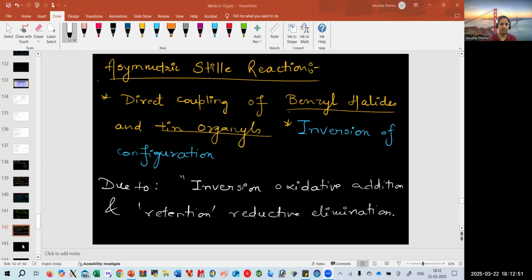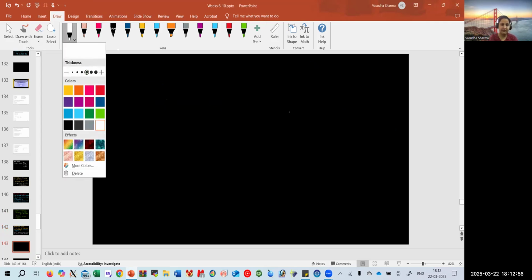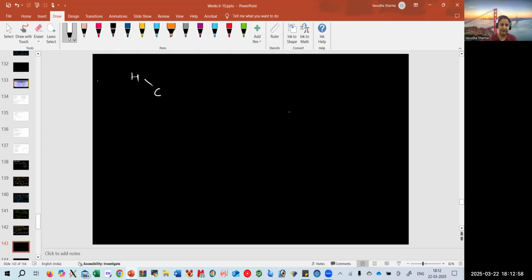What this means is, we have H, C, and here it is deuterium and vinyl bromide. So this is your chiral center. Whenever we are talking about asymmetry, we have to introduce chirality. The chiral center has to be there. So this is your chiral center because all the four moieties are different.